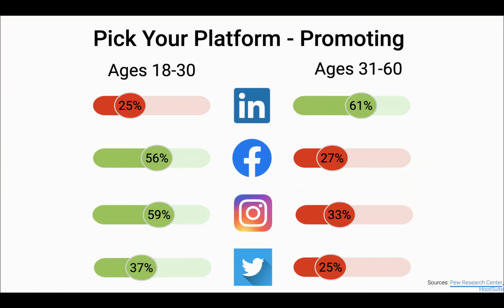So next I want to share with you guys the dominant age groups using each platform. So with LinkedIn, you can see that they have the oldest dominant age group with 61% of their users being ages between 31 and 60. And then you can see here that Instagram has our youngest crowd which has 59% of its users between the ages of 18 and 30.